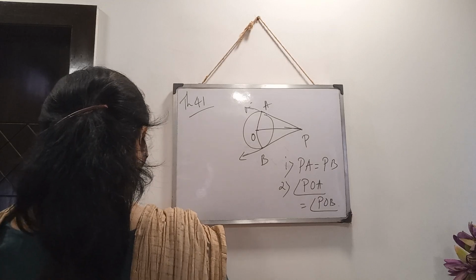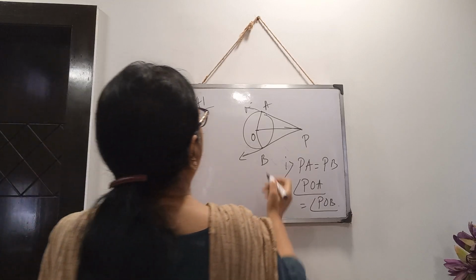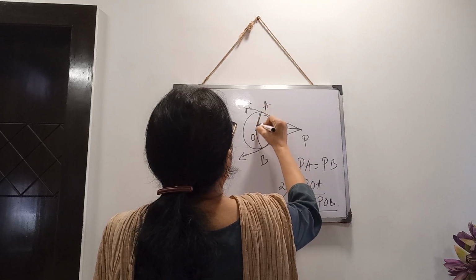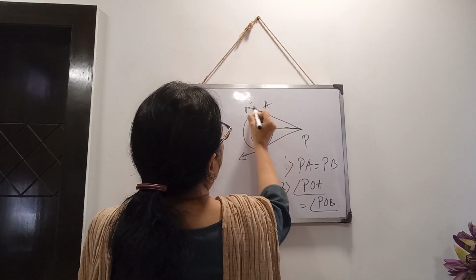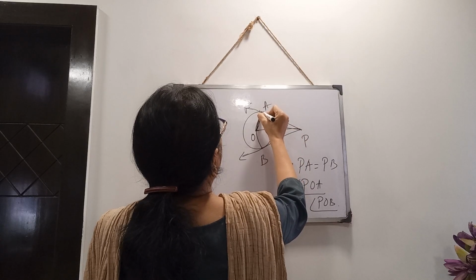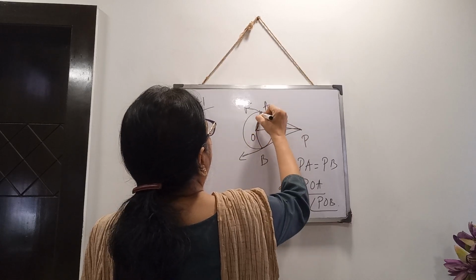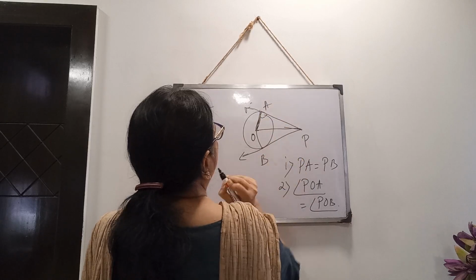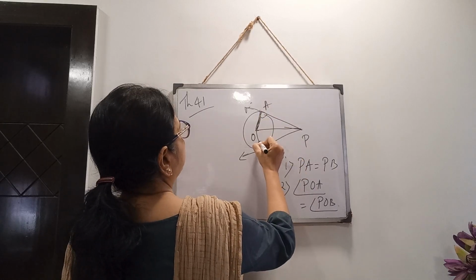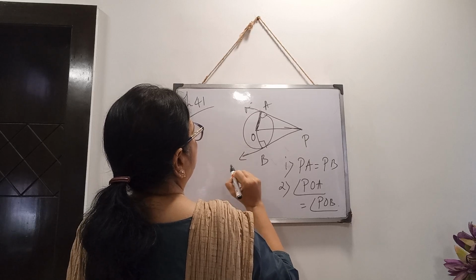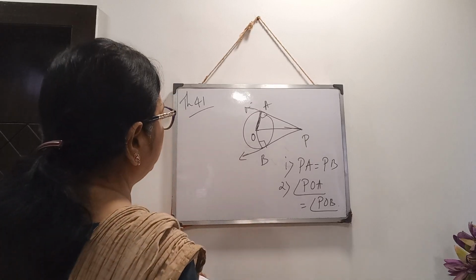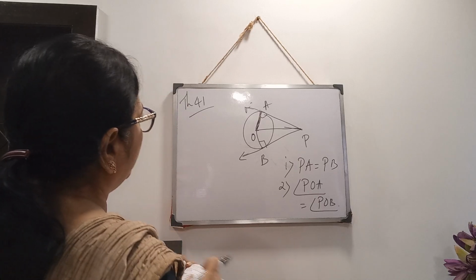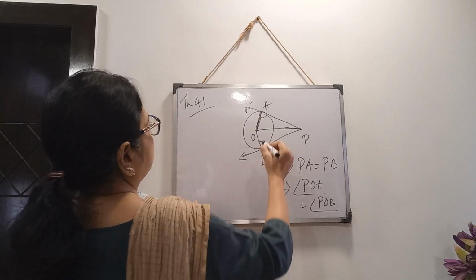Clear? Now you see, OA is the radius and AP is the tangent. A is the point of contact. OA is the radius on AP, so it should be perpendicular. It is 90 degrees. Clear? By the same logic, OB is perpendicular on PB. So angle OBP is 90 degrees. Clear? Now we will take these two triangles.